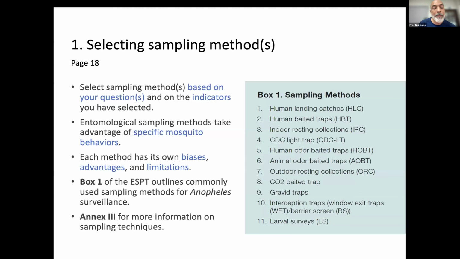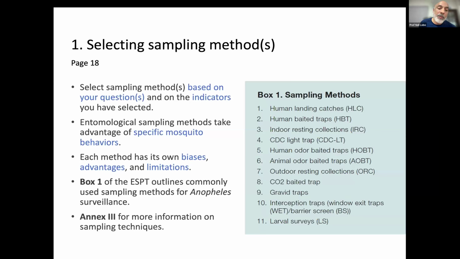In addition to that, some mosquitoes just can't be sampled well with traps. For example, Anopheles dirus is not trapped very well with the CDC light trap. It is trapped better with human landing catches. Each sampling method, just like an intervention, has its own positive and negative points. And understanding these positive and negative points is really important when you look at your data, right?